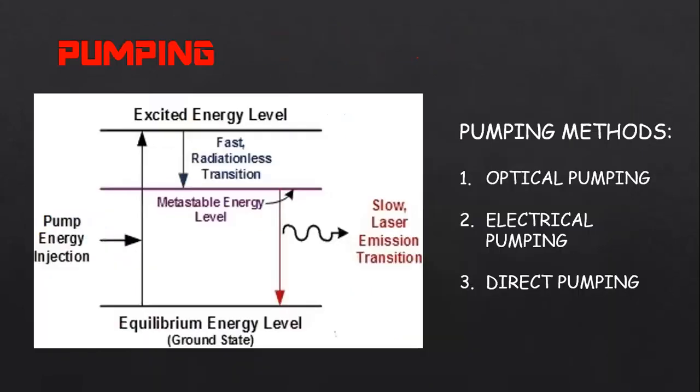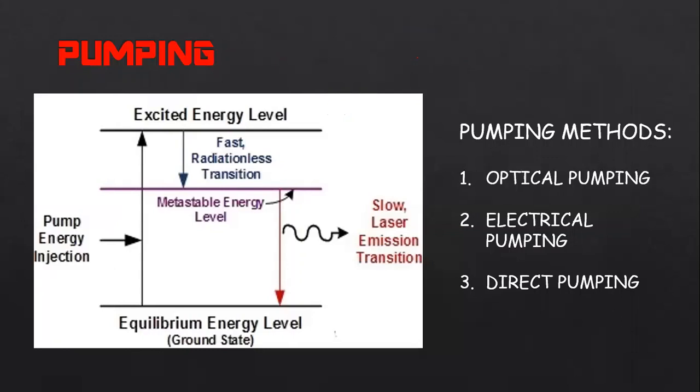Pumping. So as mentioned before, to achieve population inversion, the atoms must be promoted or pumped from lower energy level to higher energy level. This process by which atoms are raised from lower level to higher energy level is called pumping. Pumping can be achieved in the following ways.